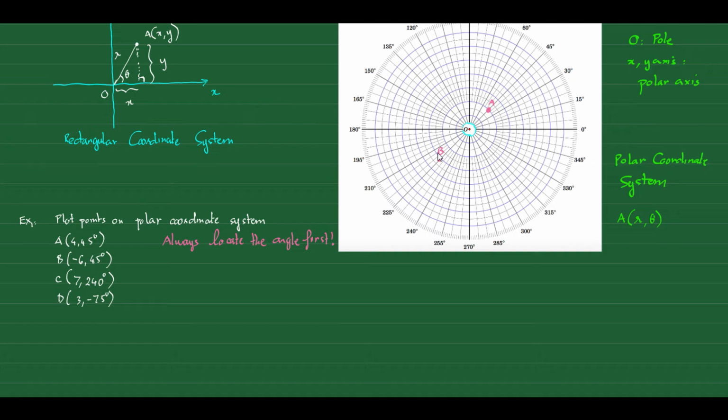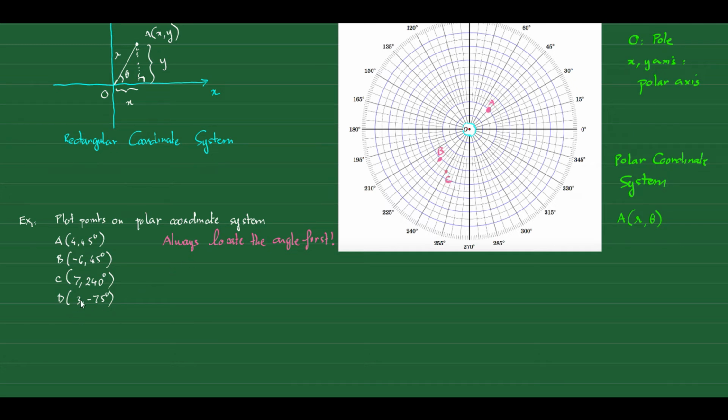Now you do similarly for 240 degrees. So 240 degrees positive. So we're going to go this way. 240 degrees, which is this one, right? And it's 7. So it will be 7. So 1, 2, 3, 4, 5, 6, 7. So point C must be over here. Okay, that's point C.